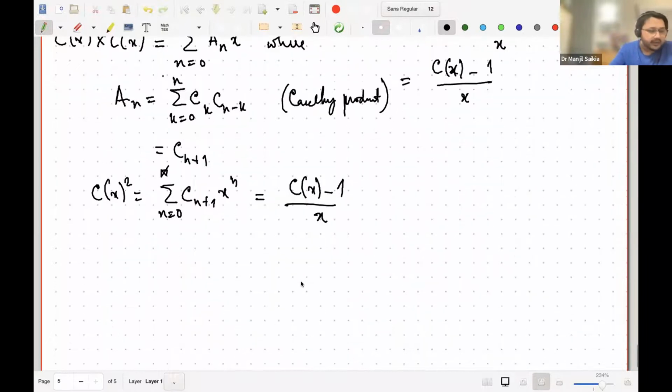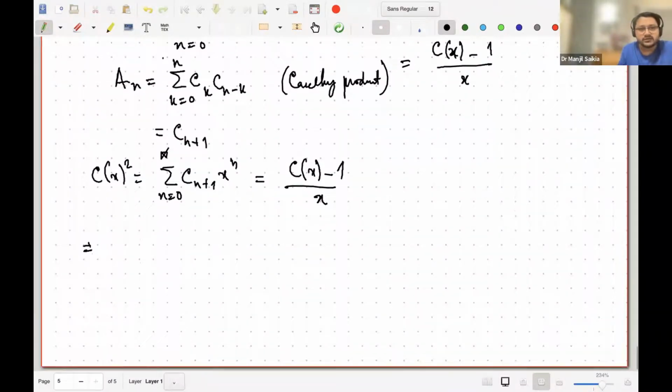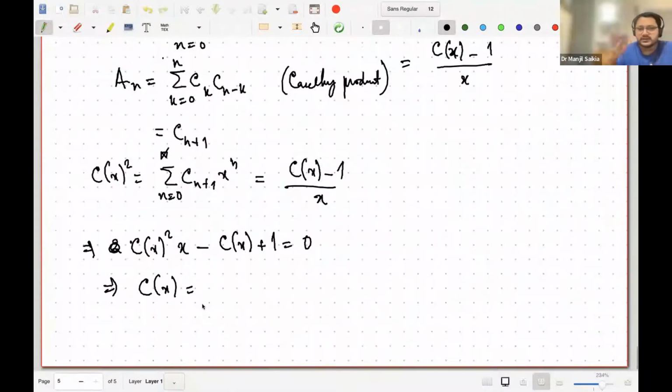And now we have a quadratic equation. So this implies x C(x) squared minus C(x) plus 1 is equal to 0. And now if you solve for C(x) using the quadratic formula, then you are going to get (1 plus or minus the square root of 1 minus 4x) over 2x.